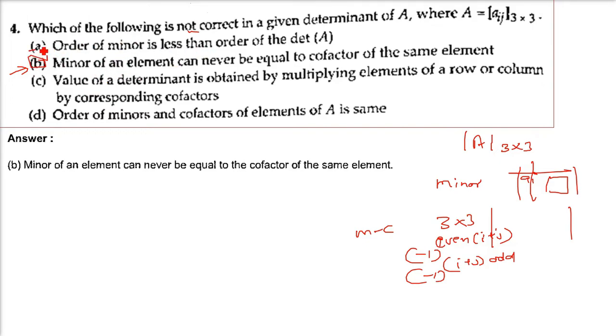Now coming to the first one, order of minor is less than order of determinant A, and this is absolutely correct. Value of the determinant is obtained by multiplying elements of a row or column by the corresponding cofactor. This is also true, we have just seen it in a previous question. So we take the row and take one by one the cofactor of that element of that row or column. Now, order of minors and cofactors of elements of A is the same, and this is true because minor and cofactor have no change in order, only the sign is different.